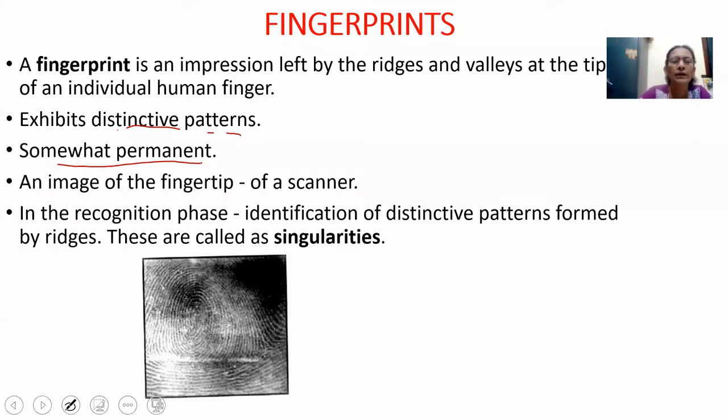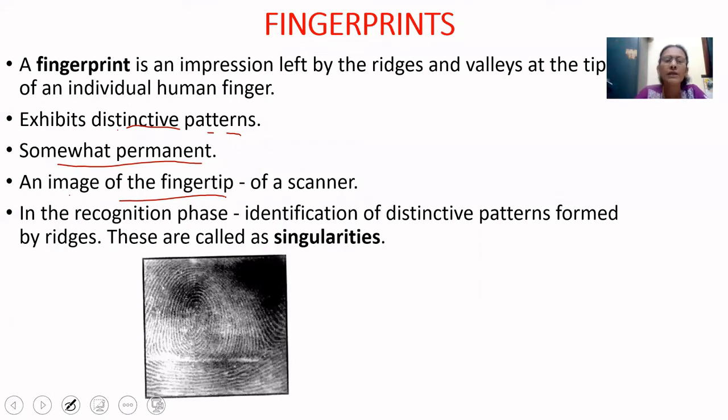How do you take the image of a fingerprint of a human? You place the finger on a scanner, and the scanner reads it. We have different types of scanners, like optical scanners, solid state scanners, and ultrasound scanners. Optical scanners and solid state scanners are what we generally use.